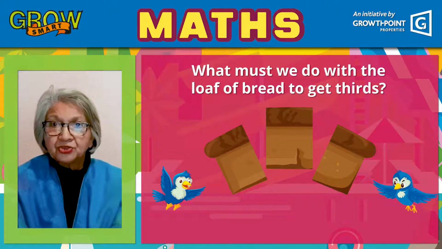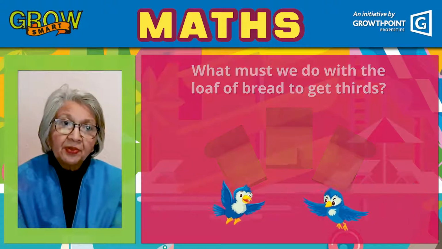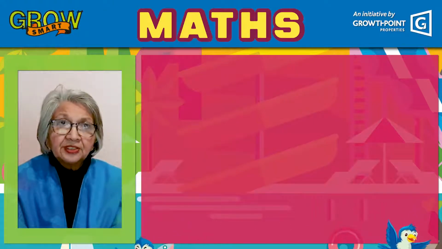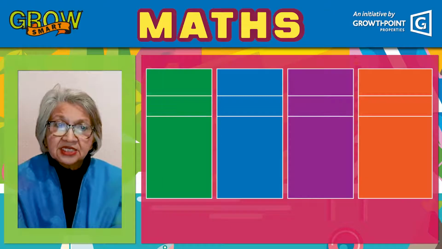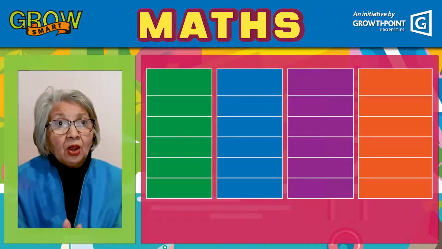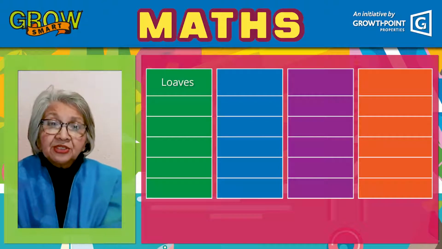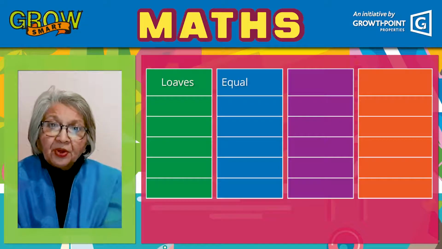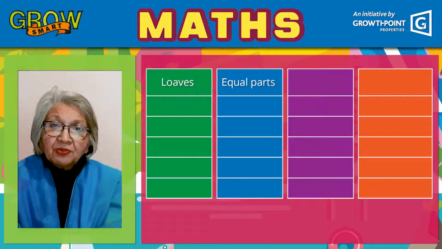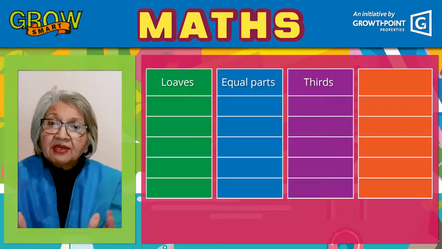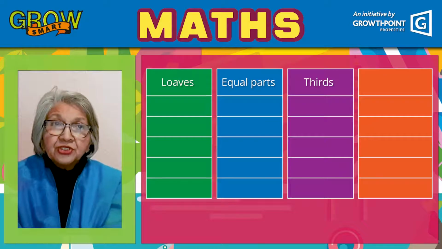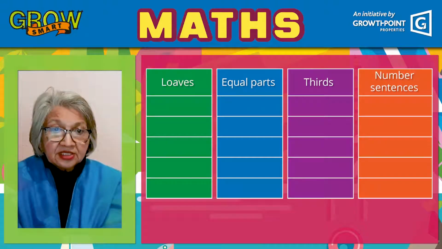Another smart thing to do is to draw up a table. How many columns do we need? We need 4 columns and 6 rows. One column we're going to use for the number of loaves. Second column we're going to use for the equal parts. And the third column we're going to use for the thirds, the fractions. And then the fourth column we're going to use for the number sentences.